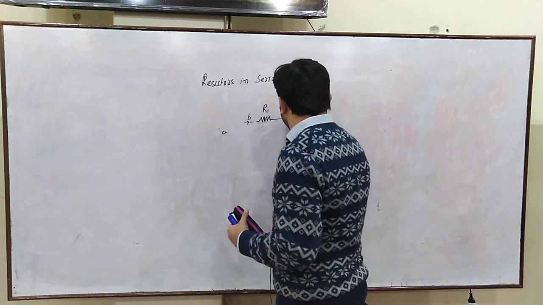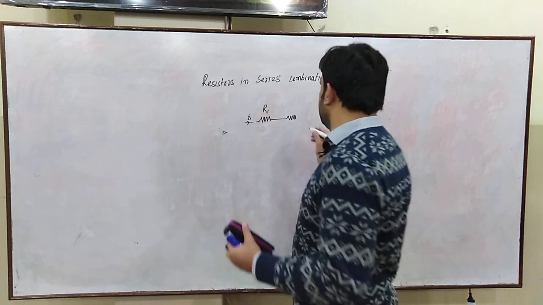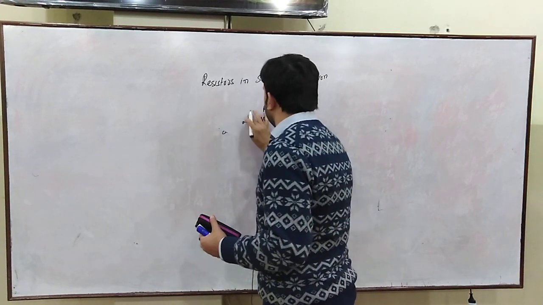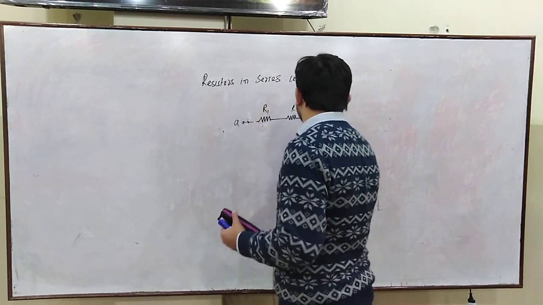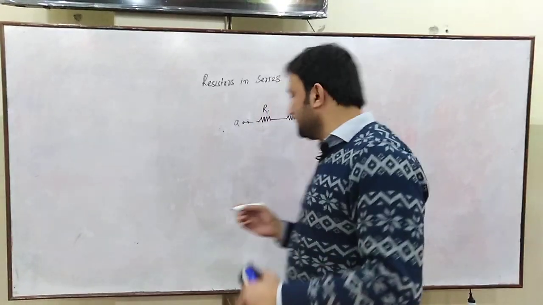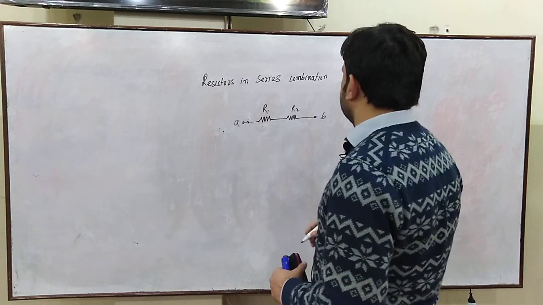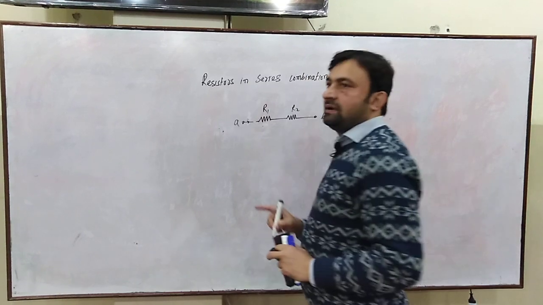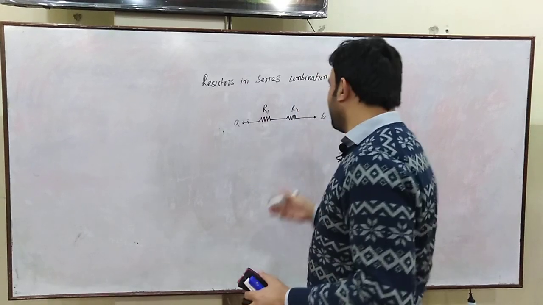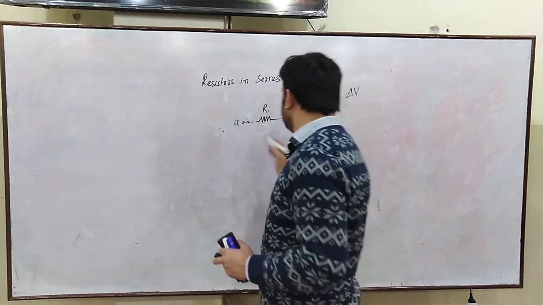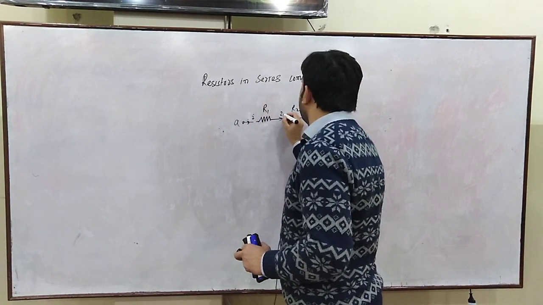Let us take a simple example. We have two resistors R1 and R2. This is R1, this is R2. And if we connect the terminals A and B with a battery having a potential difference V, the voltage across A and B is del V, and the voltage across R1 and R2 would be different by definition of the series combination. So the current through R1 and R2 would be the same, that would be I.